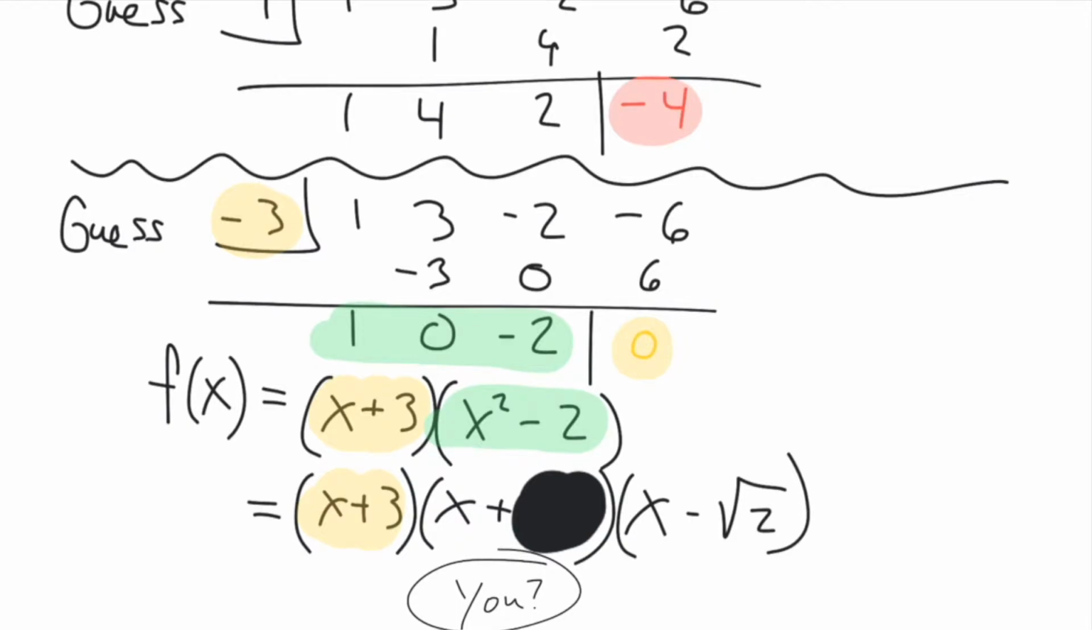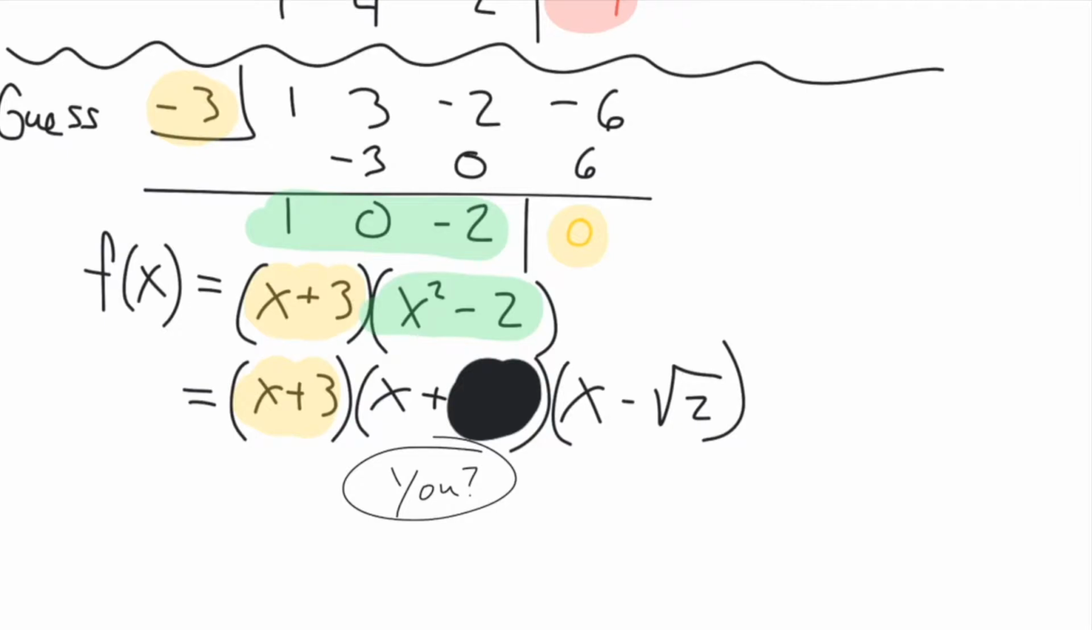I want you right now to tell me what this would be. When you factor it, you'll get 3 different factors. You get x plus 3, x plus something, and then x minus square root of 2. Can you figure out what that is? I think you can.